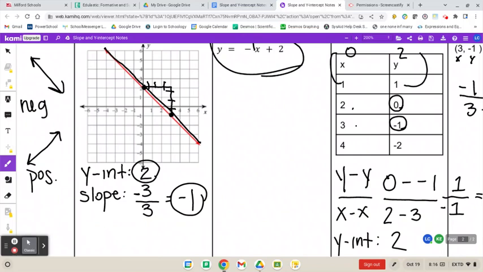So try to refer back to this video if you're a little confused. I want you to work on the edge elastic and just kind of see how you do, and then I'll look at the grade and then we'll kind of go from there.